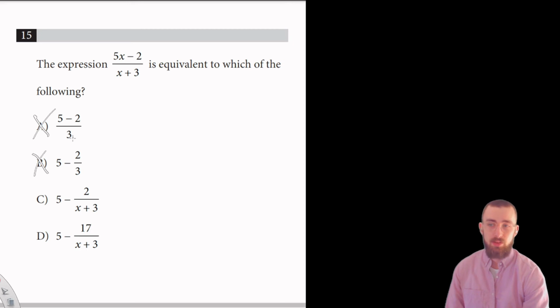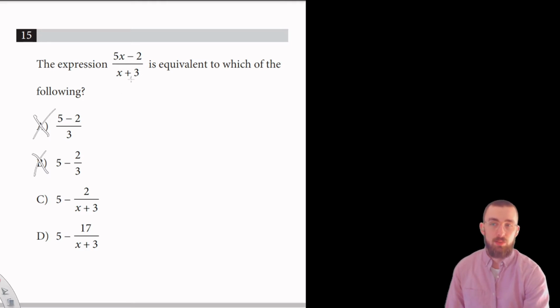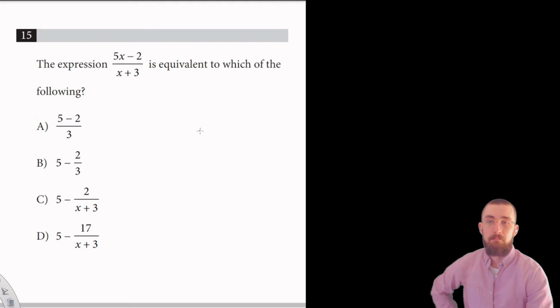I'd say at the very least, I feel comfortable getting rid of A and B. If you plug in different values for x, you'll notice that you're going to get different answers. And obviously A and B are just a single number. The way I'd solve this one is I'd plug in a value for x. And in general, when you do that, x cannot equal 0, 1, or 2.